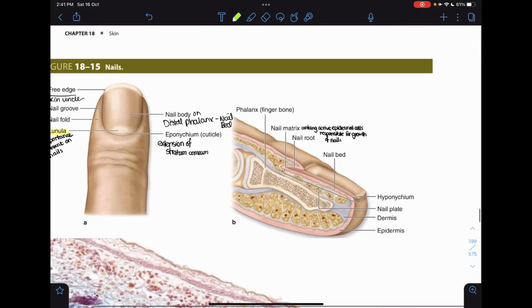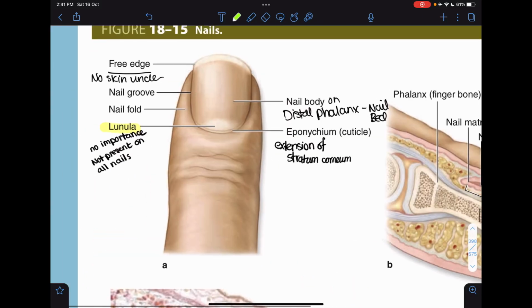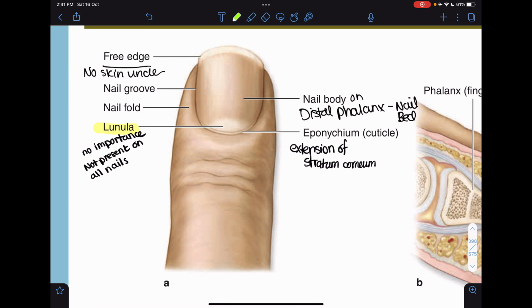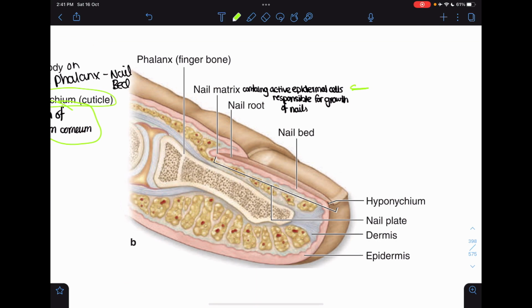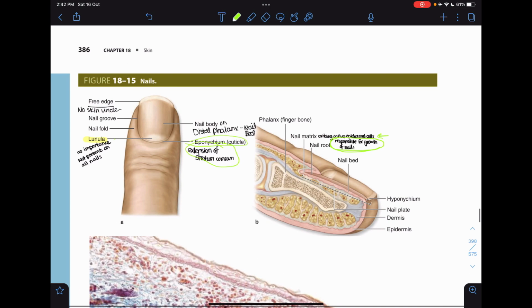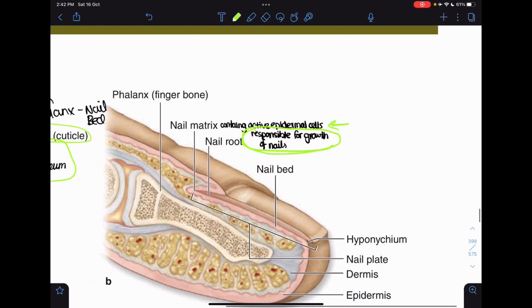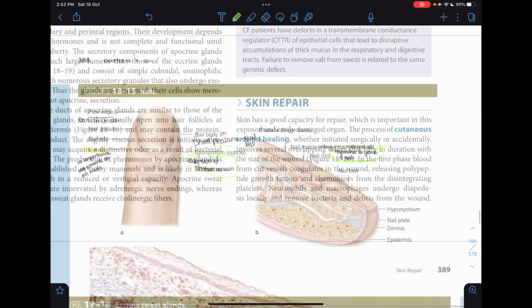Okay. Here I wrote on it a little. Like we said, the eponychium is an extension of stratum corneum, because it has no importance whatsoever. And we have the nail body. Okay. And we also have here the nail matrix containing active epidermal cells. And also the nail matrix is responsible for the growth of the nails. The hair matrix is responsible for the growth of the hair as well as the color of the hair. The nail matrix is responsible for the growth of the nails.